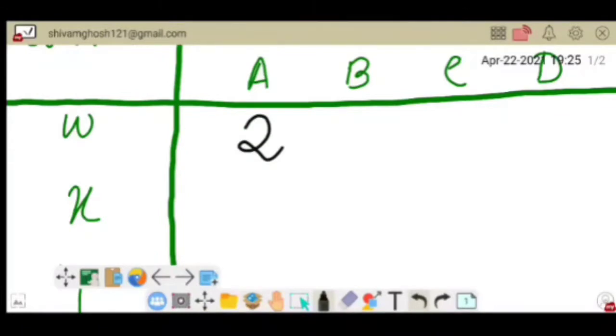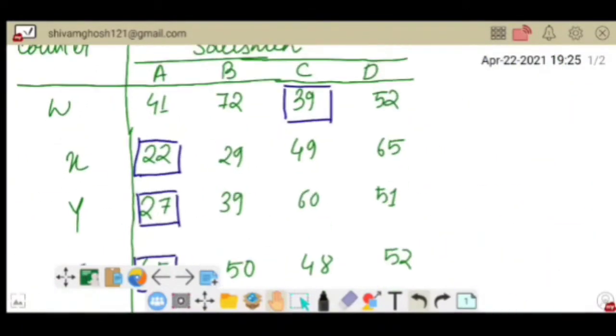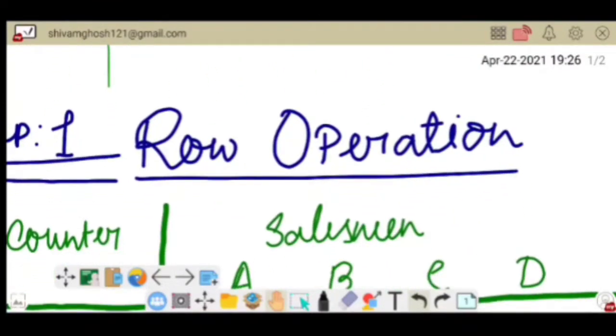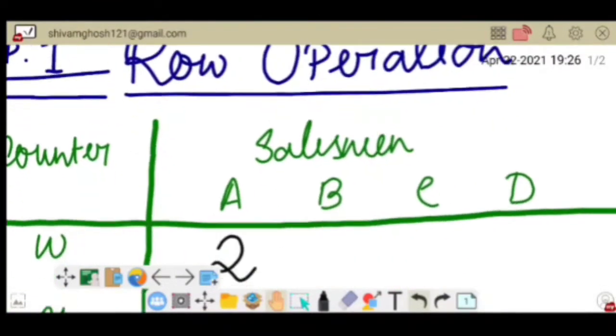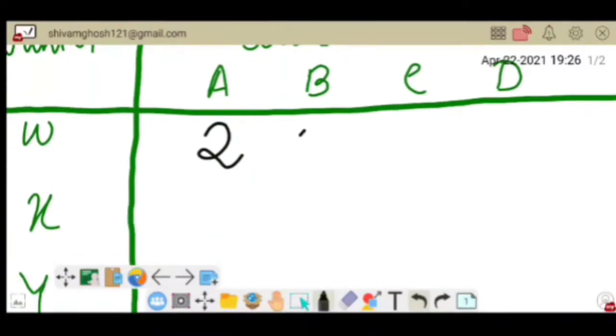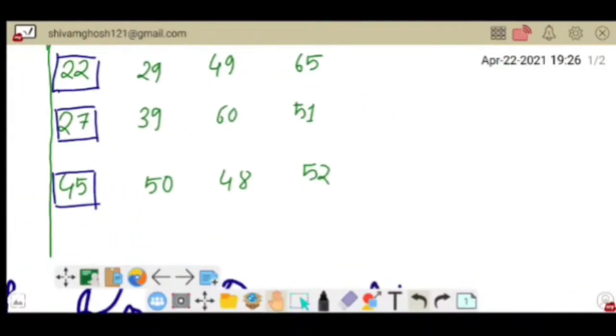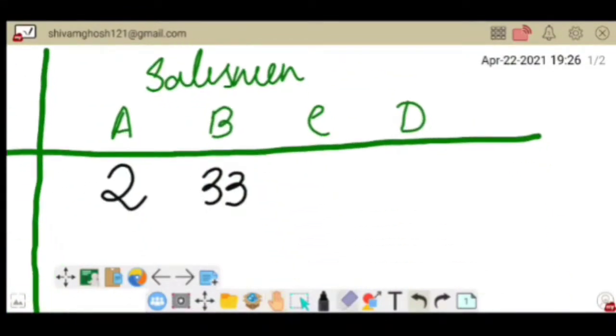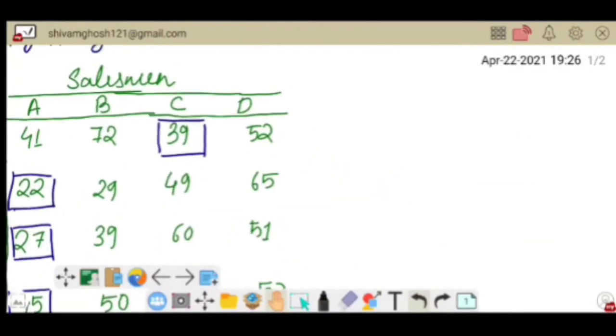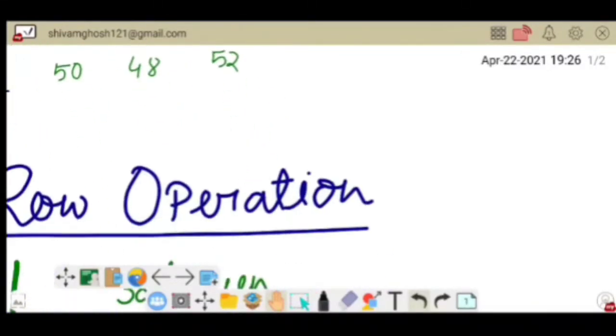Then the next one is 72, and we subtract 39 from 72, so we get 33. And 39 minus 39 will be 0. And the next is 52, so we subtract 39 from 52, that will be 13.